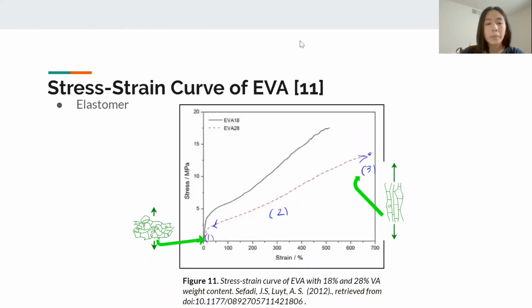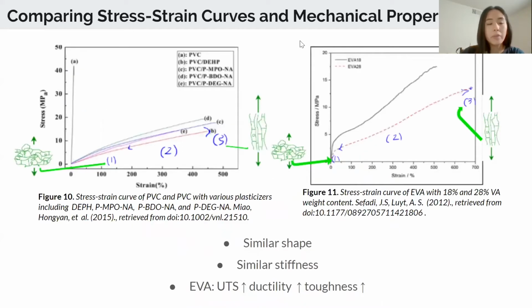We will focus on both stress-strain curves in Figure 11, even though only EVA 28 is labeled. EVA 18 and EVA 28 mean EVA with 18% and 28% VA weight content, respectively. Although EVA is semi-crystalline, these curves are more representative of an elastomer because of increased VA content. Both EVA curves and the PVC curve have the same shape and corresponding molecular behaviors. These EVA curves may seem steeper, but that is because the scale of stress on the y-axis is different. Stiffness was found to be very similar.